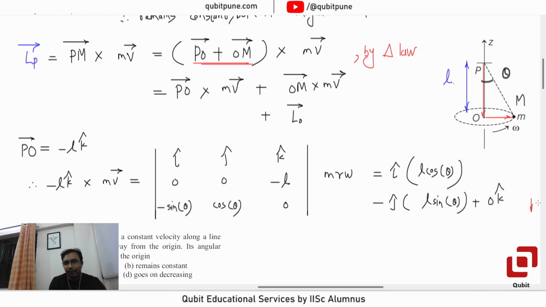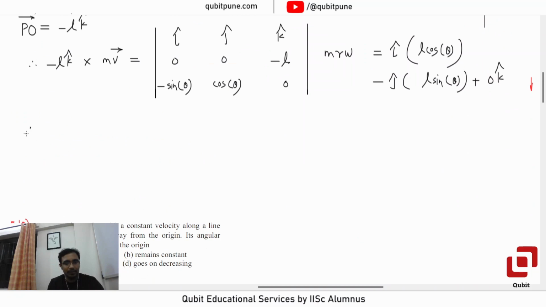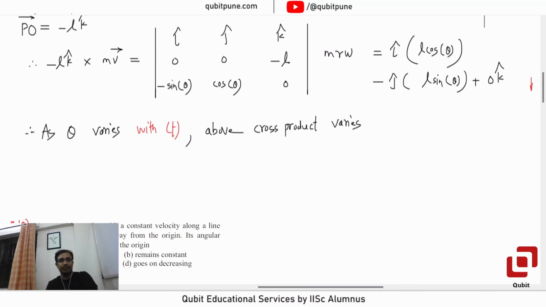So we basically find that this varies with theta. As theta varies, this quantity varies, therefore L_P bar also varies. Therefore, as theta varies with time, that's important, because all our efforts are to prove that, the above cross product varies in direction. Magnitude wise, it is still the same. It varies in direction. Therefore, L_P bar also varies in direction.